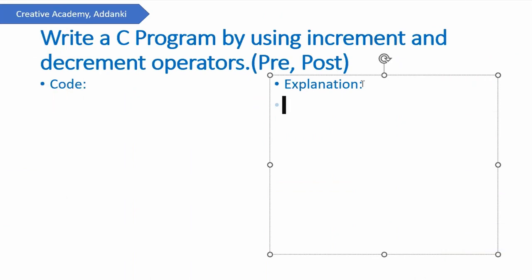In this tutorial, we will be focusing on increment operators and decrement operators. So it is nothing but increment by 1 and decrement by 1. We call these two as increment decrement operators in C language.